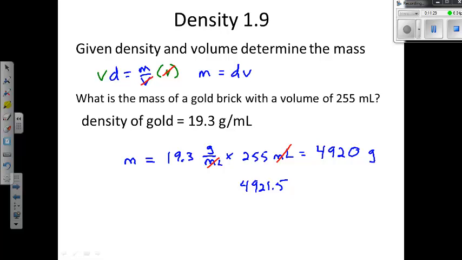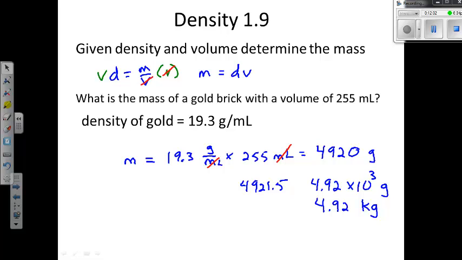But I want to, probably a good idea to put this in scientific notation. And by moving a decimal place to the left 3 places, I can get 4.92 times 10 to the third in grams. Right? Or I could change this into kilograms, right? 10 to the third is a kilo, so 4.92, depending on what units they'll accept for the answer.